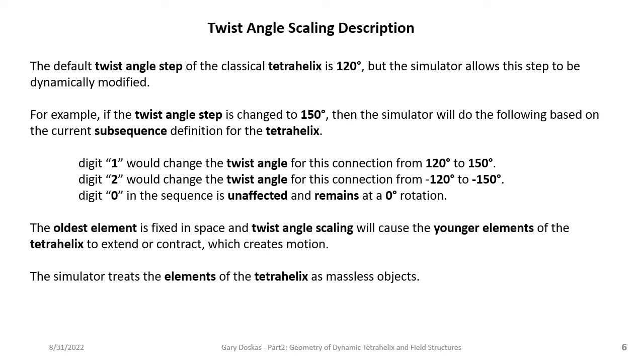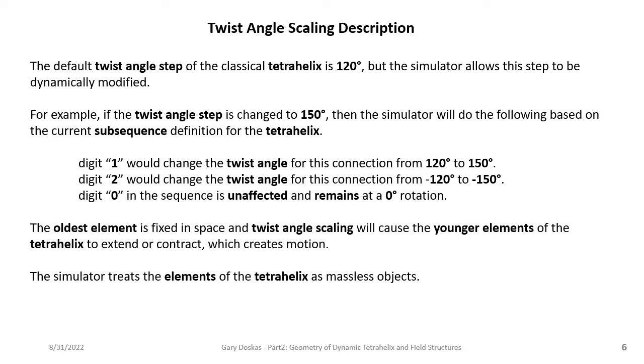Digit 1 would change the twist angle for this connection from 120 degrees to 150 degrees. Digit 2 would change the twist angle for this connection from -120 degrees to -150 degrees. Digit 0 in the sequence is unaffected and remains at a 0 degrees rotation.